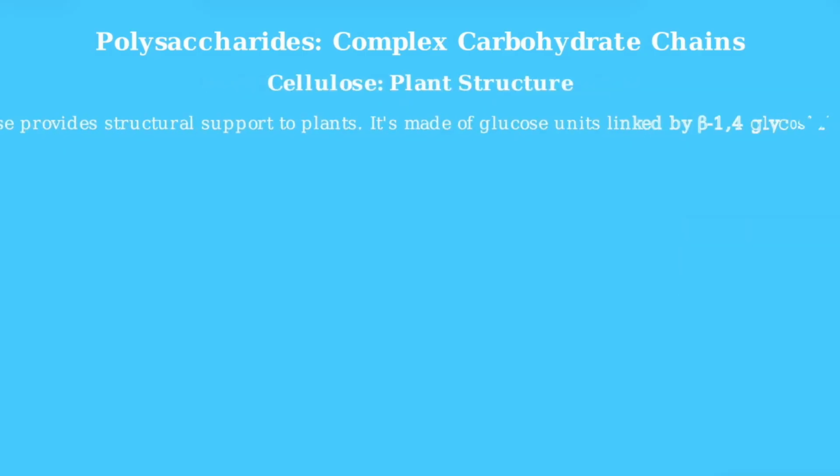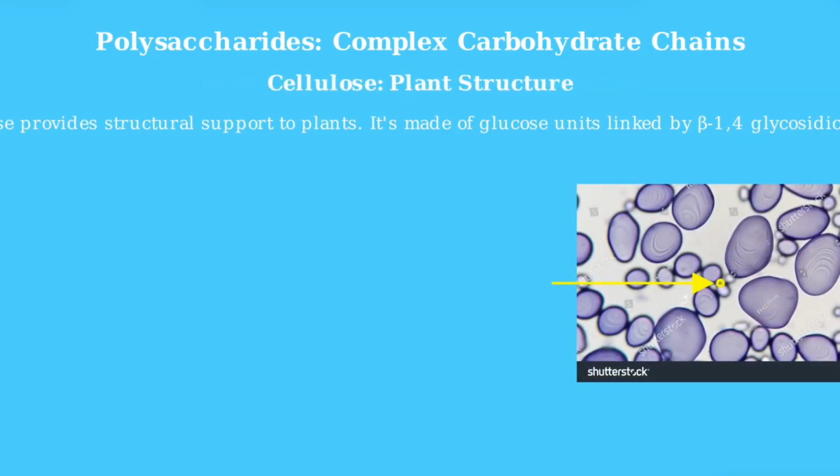Cellulose is another important polysaccharide that gives plants their structure and strength. It's also made of glucose units, but they're linked by beta-1,4 glycosidic bonds. This different linkage creates straight, unbranched chains that can bundle together to form strong fibers. Humans can't digest cellulose, but it's important dietary fiber.